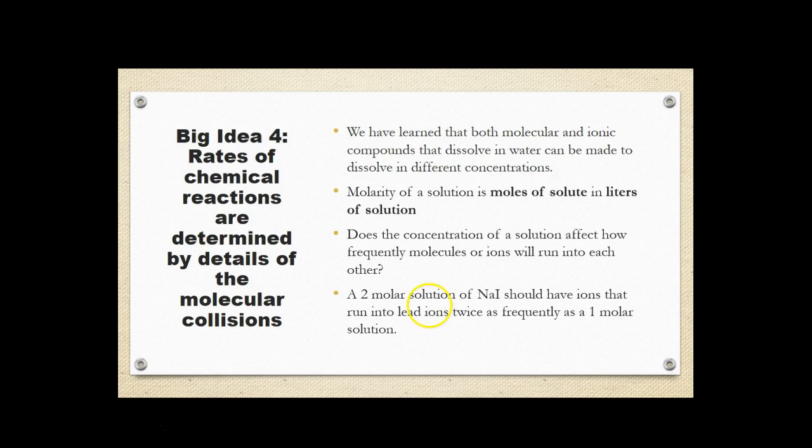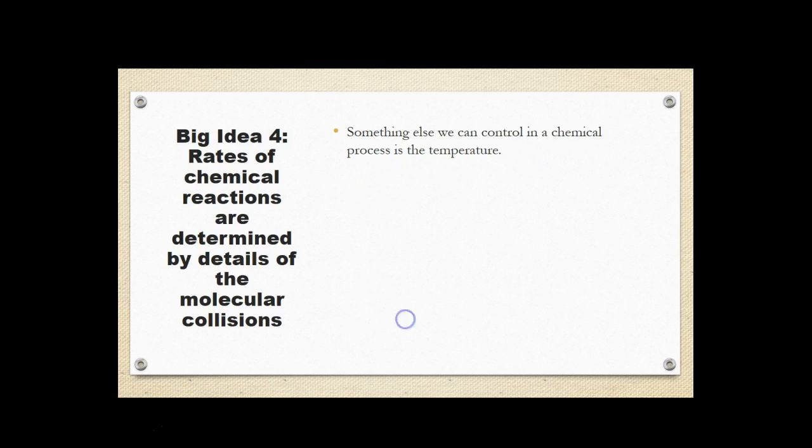Well, think about it. A 2 molar solution of sodium iodide is going to have iodide ions that run into lead ions twice as frequently as a 1 molar sodium iodide solution. And therefore, yes, the concentration will affect how frequently ions or molecules run into each other.